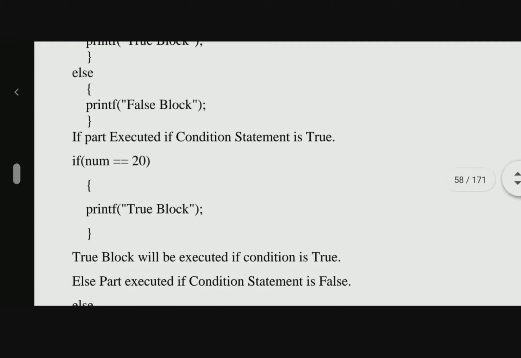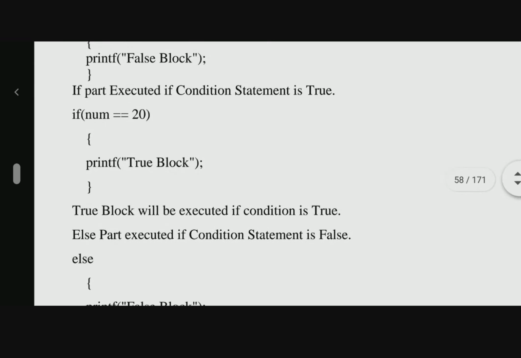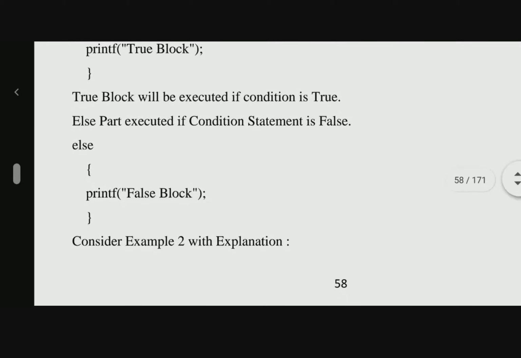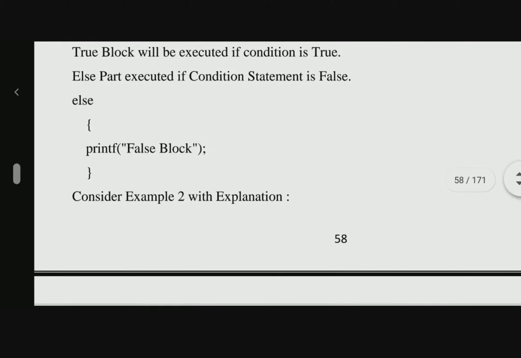that is because we have given number as 20, right? Yes, the first one is satisfied. So if number equals to 20, that will be executed. The answer is true block, right? So the true block will be executed if the condition is true. The else part is executed if the condition statement is false. So if the number is 19 or some other number, then it will go to the else part. In else, printf false block. The answer will be false block.